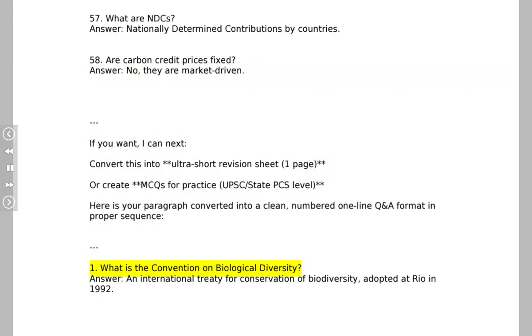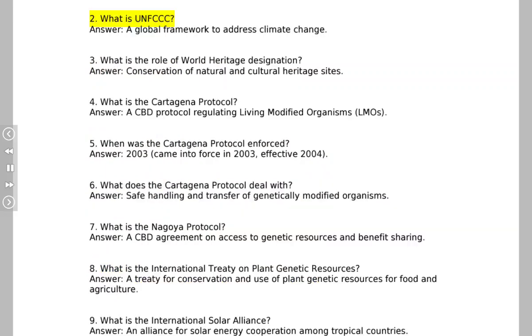1. What is the Convention on Biological Diversity? Answer. An international treaty for conservation of biodiversity, adopted at Rio in 1992. 2. What is UNFCCC? Answer. A global framework to address climate change. 3. What is the role of World Heritage designation?